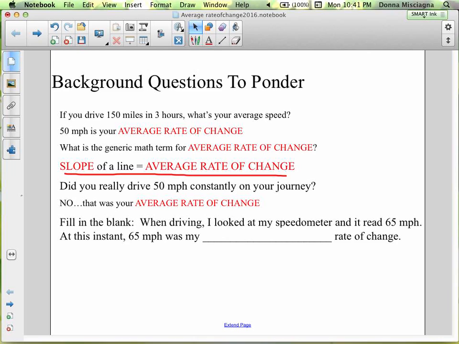Did you really drive 50 miles per hour constantly on your journey? No, that was your average rate of change. So let's fill in the blank. When driving, I looked at my speedometer and it read 65 miles per hour. At this instance, 65 miles per hour was my instantaneous rate of change. So in this lesson, we're going to be learning about average rate of change, and then you'll get introduced to instantaneous rate of change.